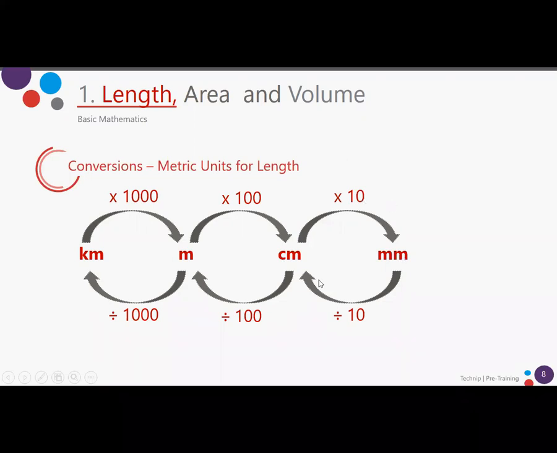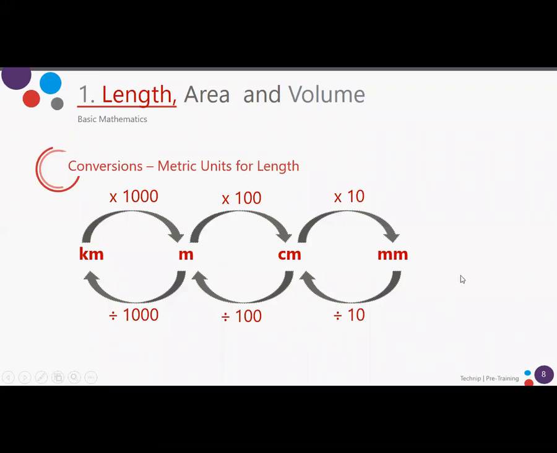And then if you go the other way around, it's the same. You just have to divide by that number. So let's say you have 10 millimeters, you divide by 10, then you get 1 centimeter. And it's the same for the other two. 1 centimeter, you divide by 100, you get meters. And when you have 1 meter, you divide by 1,000 and you get the kilometers. So this is pretty easy, pretty straightforward, the conversion in the metric system.